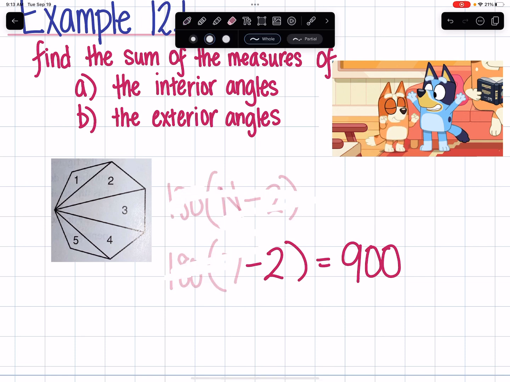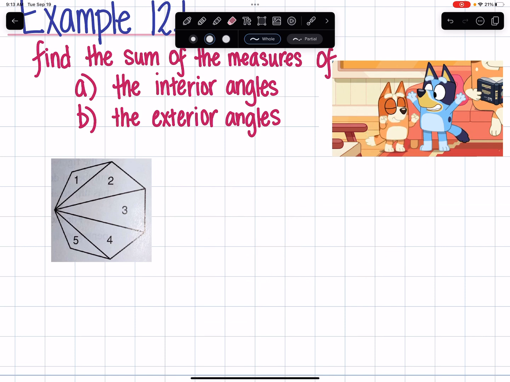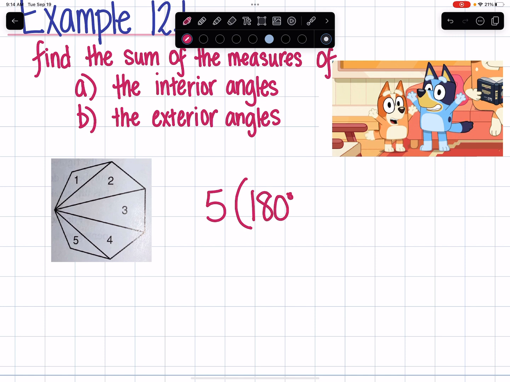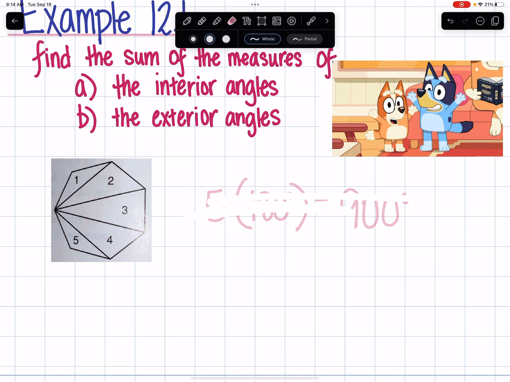Or if you forget that formula, like you're taking the SAT or the ACT test and they give you this problem and you forget the formula, that's fine. All you have to do is make it into triangles. And once you make it into triangles, you count the triangles: 1, 2, 3, 4, 5. And you remember that every triangle's interior angles add up to 180 degrees. 5 times 180 is 900. So even if you forget the formula, that's fine. Cool. We're done with that. That's the answer to A.